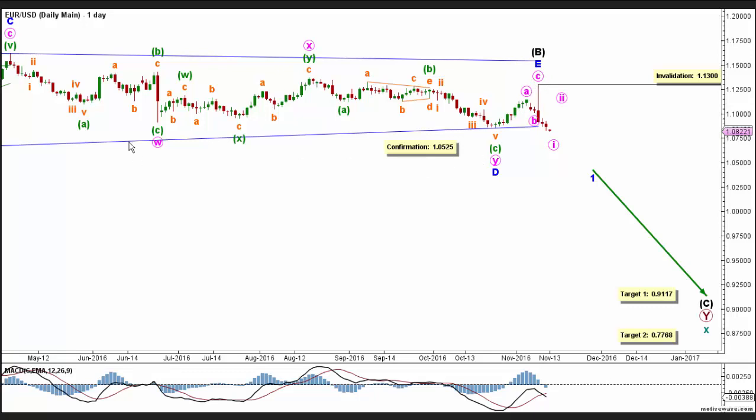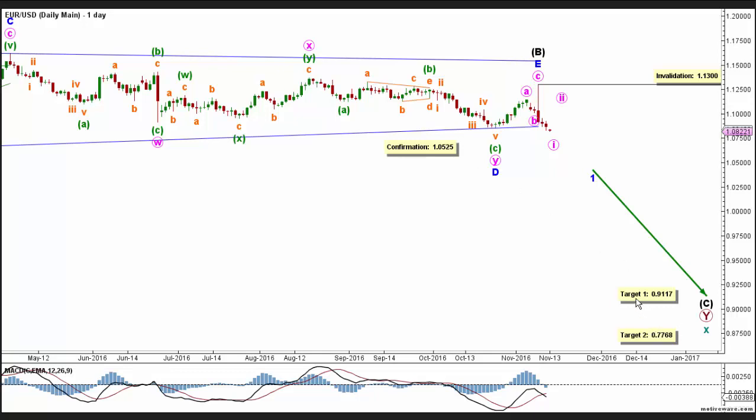of blue wave D. Now, black wave C is likely forming an impulse labeled blue waves 1 through 5, and within it, blue wave 1 is likely forming another impulse labeled pink waves 1 through 5. This count expects the euro to continue moving towards the downside in black wave C to complete maroon wave Y and therefore teal wave X. This is already the default count, and it will be finally confirmed by movement below 1.0525.